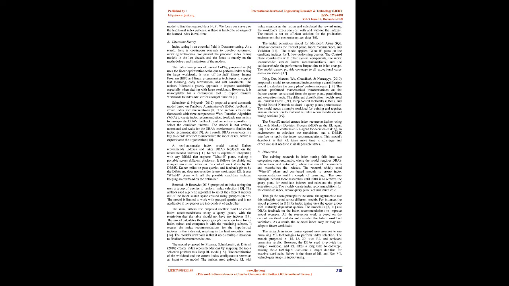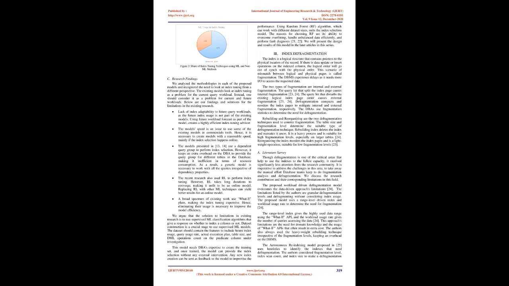Ding, Das, Marcus, Wu, Chaudhuri, and Narasayya, 2019, proposed a model to recommend indexes using a classification model to calculate the query plan's performance gain. The authors performed mathematical transformations on the feature vectors constructed from the query plans, parallelism, and execution mode. The different classification models used are random forest, RF, deep neural networks, DNN, and hybrid neural network to check a query plan's performance. The model needs a sample workload for training and requires human intervention to materialize index recommendation and tuning sessions.